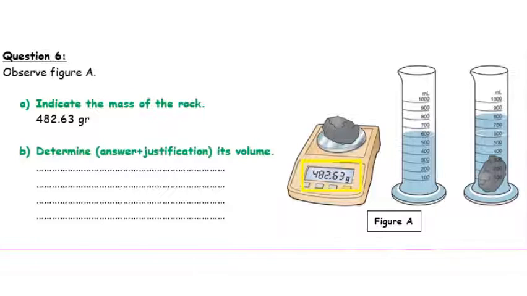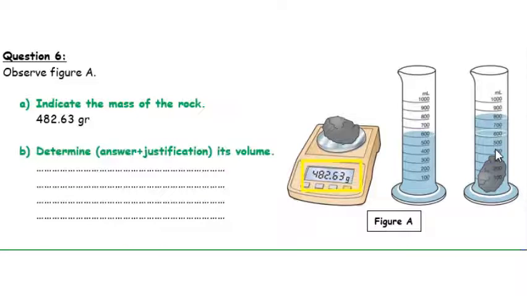Part B, determine the volume of the rock. What is the volume of the rock? The volume is the space an object takes up. So we have two cylinders. In the first one, as we can see, the volume of the water in it was 600 milliliters. Do not forget the unit. 600 milliliters at the beginning. When we put the rock inside the water, the total volume is 800 milliliters.